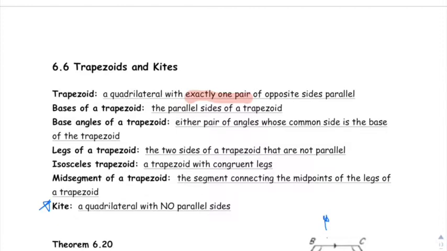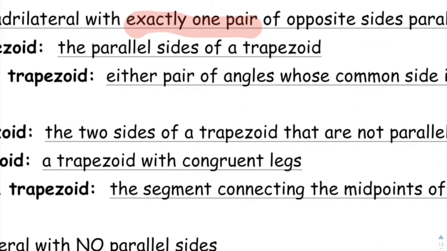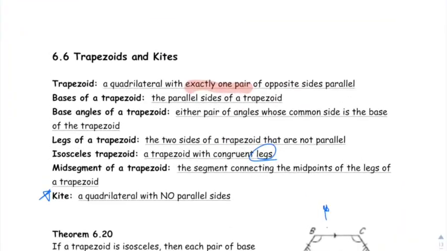And then you've got a special case of a trapezoid. We call it an isosceles trapezoid. Just like an isosceles triangle, it's a trapezoid with congruent legs. Notice that's not the bases. It's congruent legs right there.